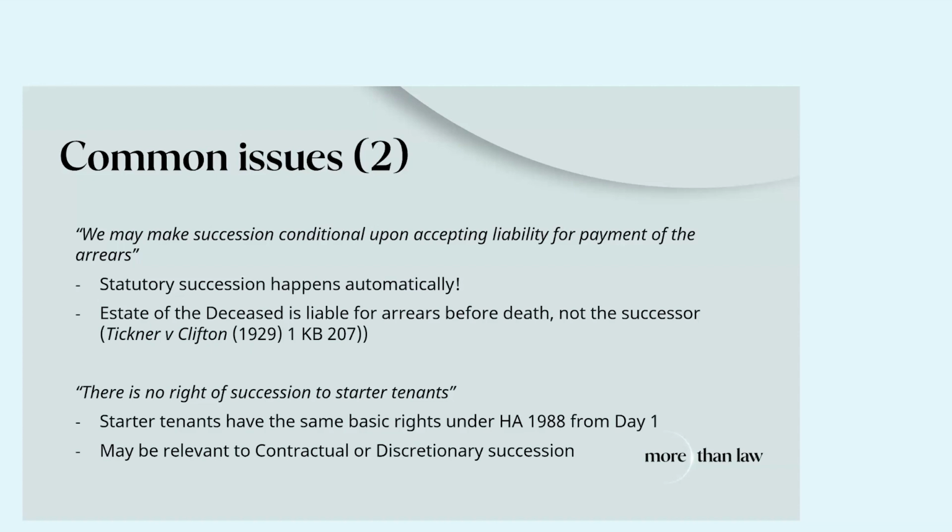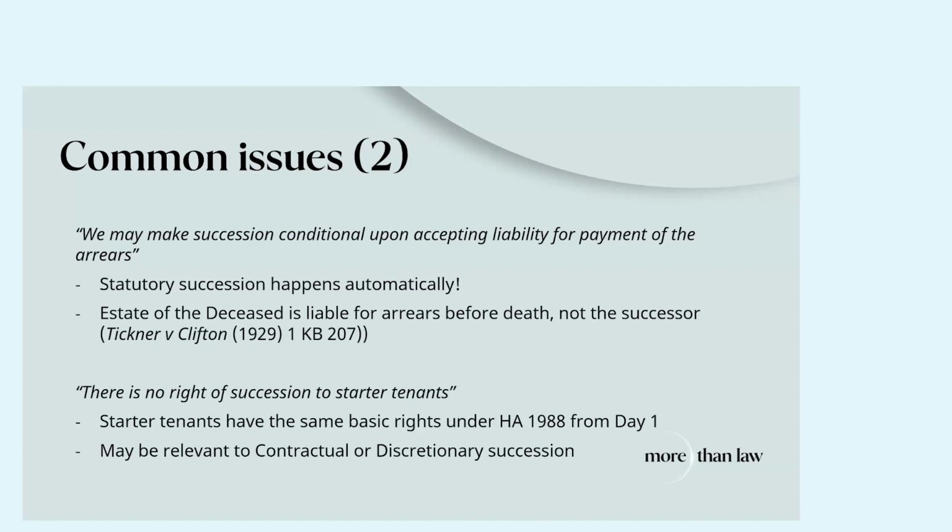So the law says that if you have a statutory succession, up until the point of death, the arrears are owed by the estate of the deceased. So they can only be paid off by the assets that were owned by the deceased tenant before they died. It's not going to be the responsibility of the executors or the personal representatives to pay off all of those debts out of their own personal funds. They can only pay it out of what they can get from the estate, from selling the belongings or cashing in any insurance policies. And that all arises from a case from 1929 called Tickner and Clifton.